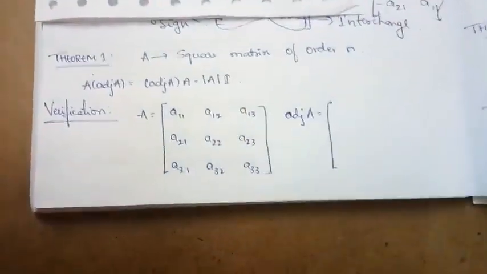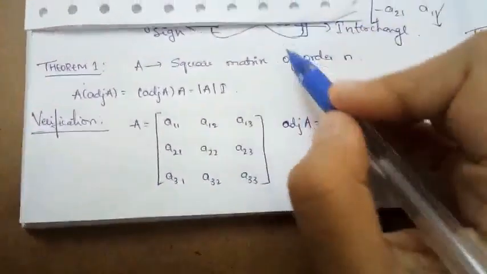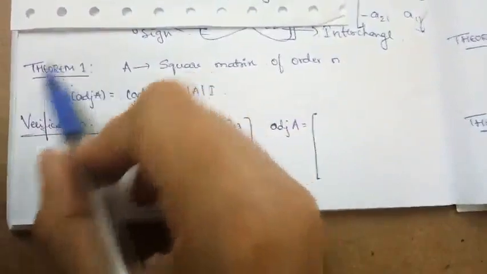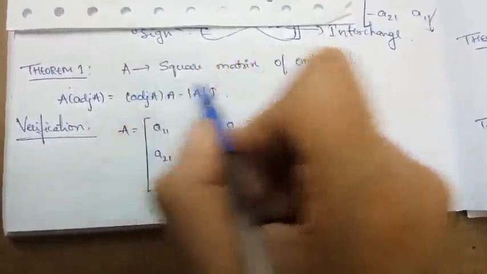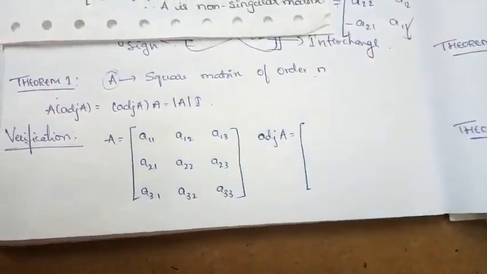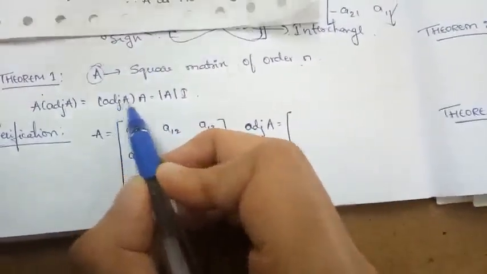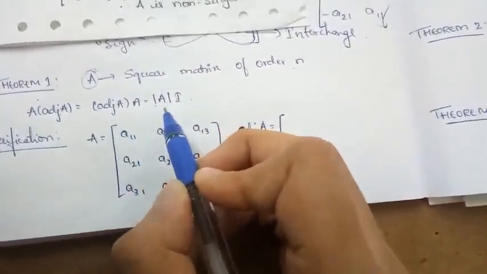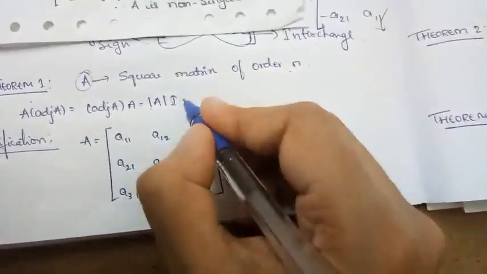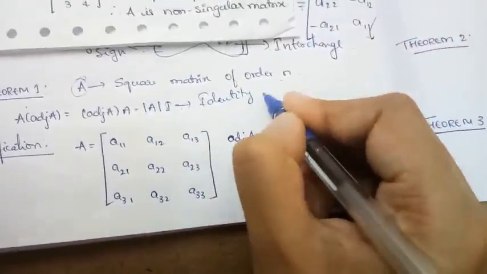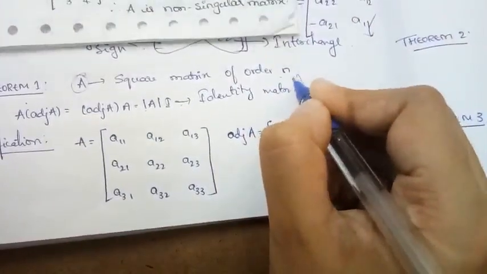So with the concept of the adjoint of a matrix, let us move on to some theorems before proceeding to finding the inverse of a matrix with the help of the adjoint. The first theorem says, if we consider a square matrix A of order n, then A into adjoint A, or adjoint A into A, is equal to determinant of A into I, where I is nothing but the identity matrix of order n itself.